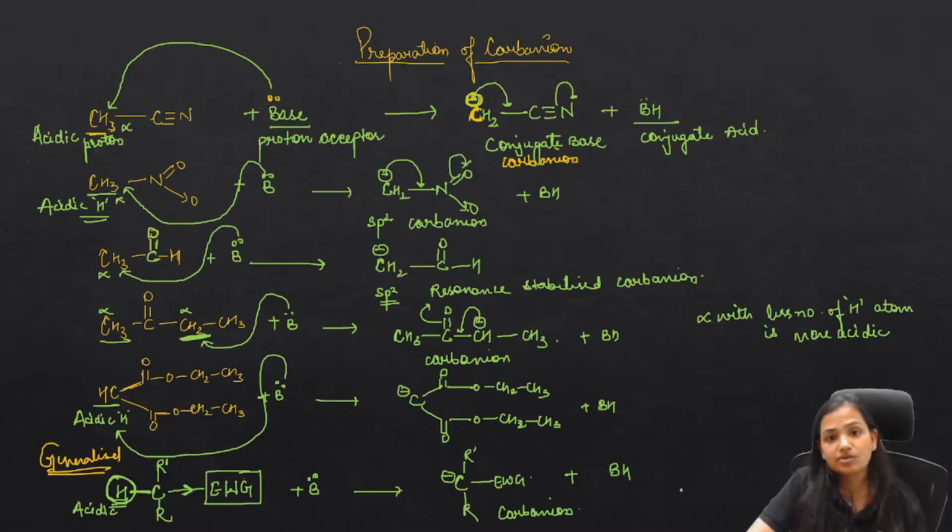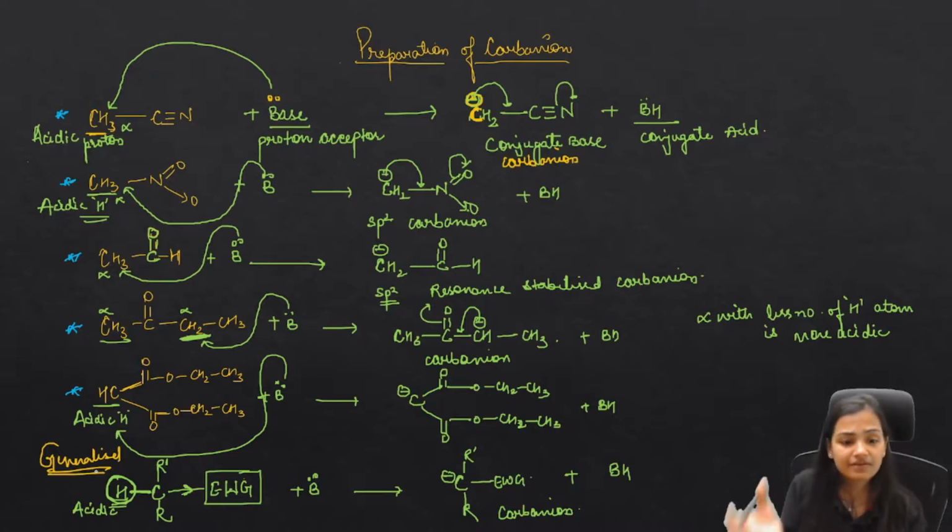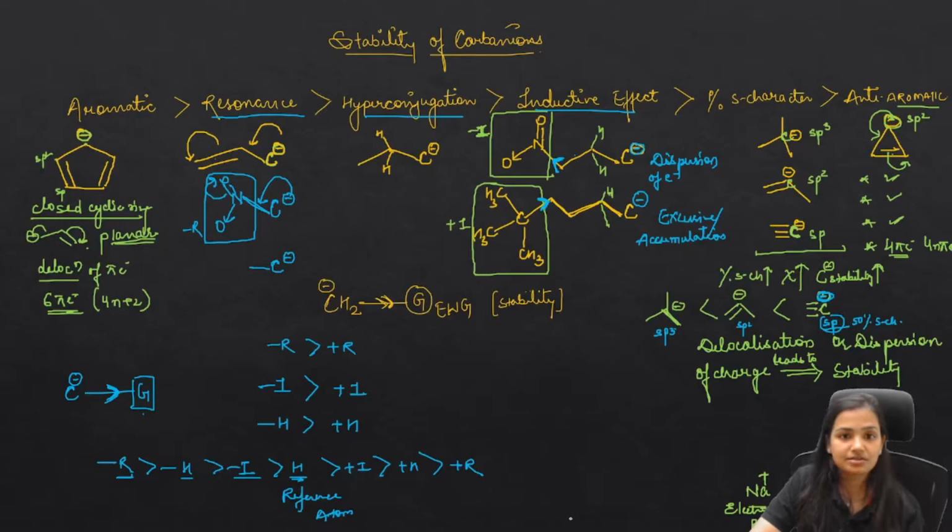Then I told you how we can prepare carbanions. Carbanions can easily be prepared by taking any species along with an electron withdrawing group, because the electron withdrawing group will give you the acidic hydrogen. Whenever you take a base and this base reacts with the acidic hydrogen, there will be a formation of BH and you will get the conjugate base, and this conjugate base is also known as the carbanion. But this has to be a stable conjugate base.